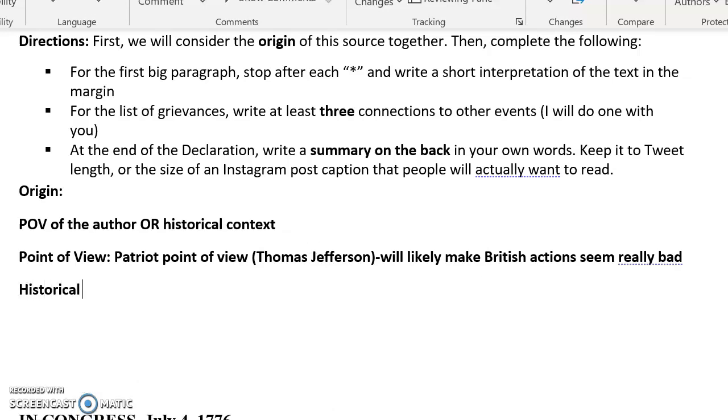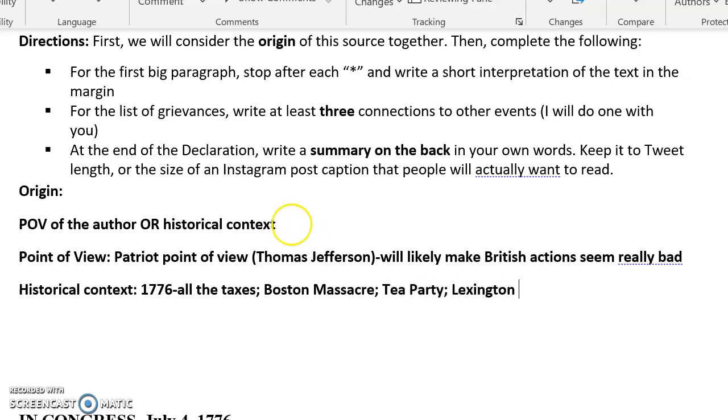In terms of historical context, this is 1776. So here are things that we know have already happened. We've already seen all the taxes, Boston Massacre, the Tea Party has happened, and then we've also had Lexington and Concord. So all the way back then. So that was back in 1775. So right now we're thinking like the colonists are pretty much at the end of their rope. This is it for them. So just keeping those things in mind that we know that all these things have happened already.